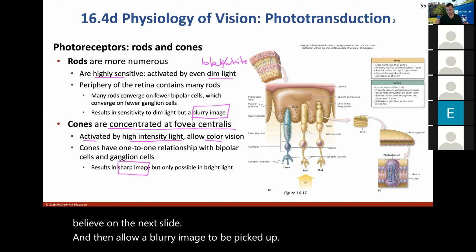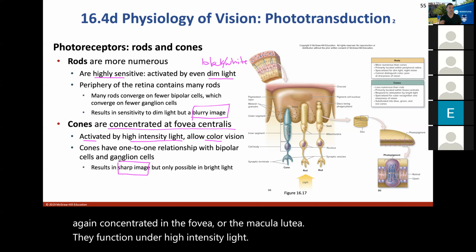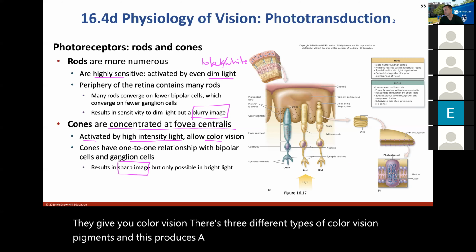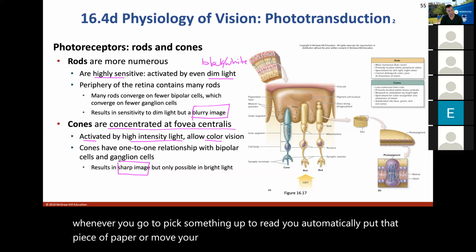Cones, again, concentrated in the fovea or the macula lutea. They function under high intensity light. They give you color vision. There's 3 different types of color vision pigments. And this produces a very, very sharp image, okay? Again, whenever you go to pick something up to read, you automatically put that piece of paper or move your head to get that image to focus on the fovea.